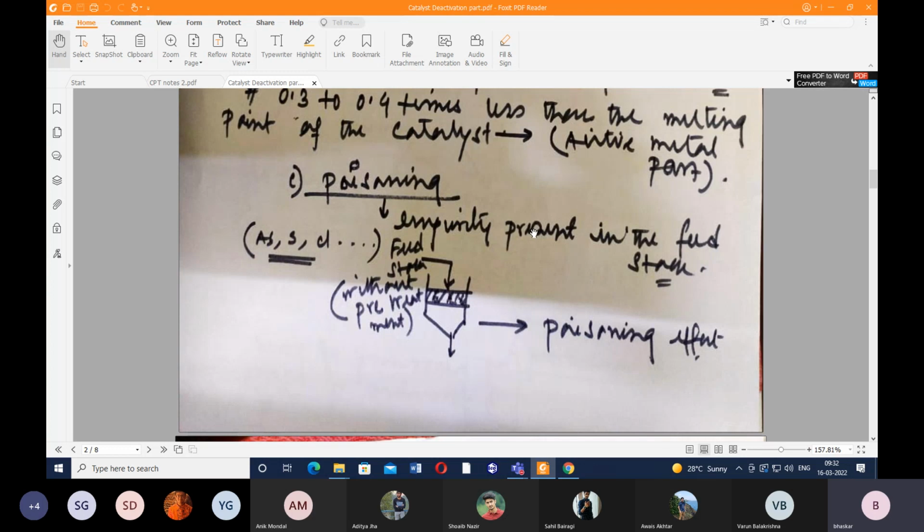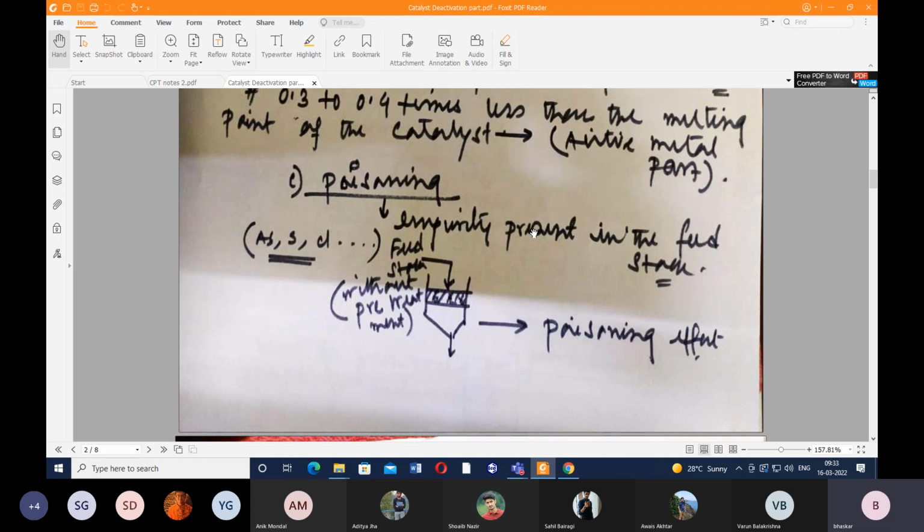But in some cases, people generally don't care about these things. Whatever impure feedstock they obtain from various industries, without any sort of pre-treatment, they feed into the reactor system, and then poisoning happens. When our feedstock is rich in different impurities like arsenic, sulfur, chlorine, and so on, then we can see the poisoning effect. Poisoning effect means irreversible chemisorption of the poisoning particles with the active catalyst surface sites or active metal surface sites.